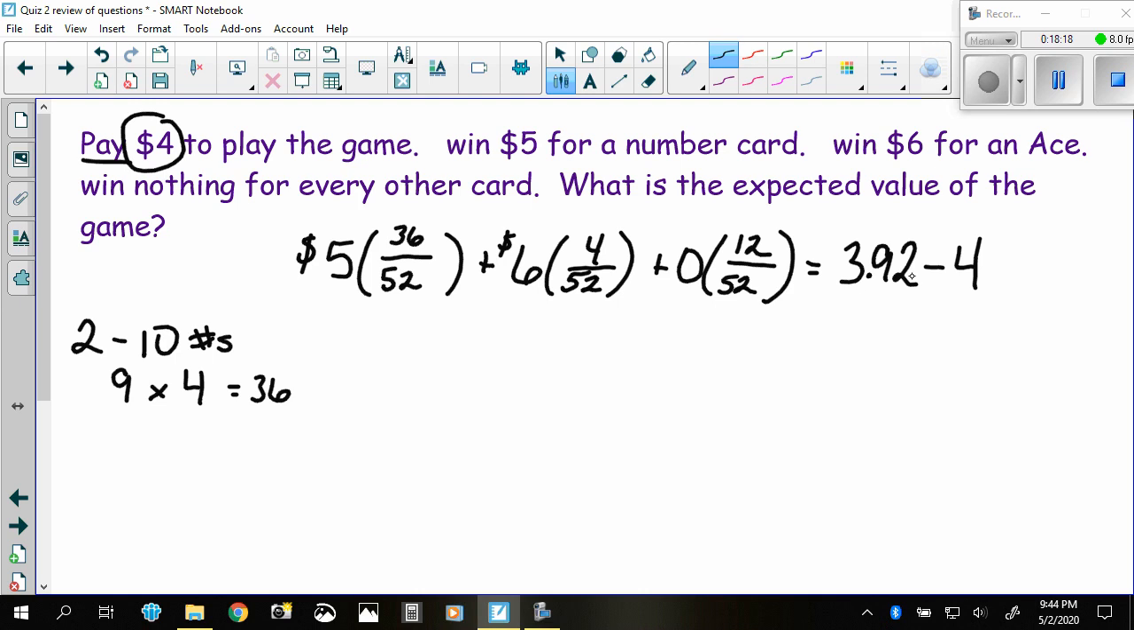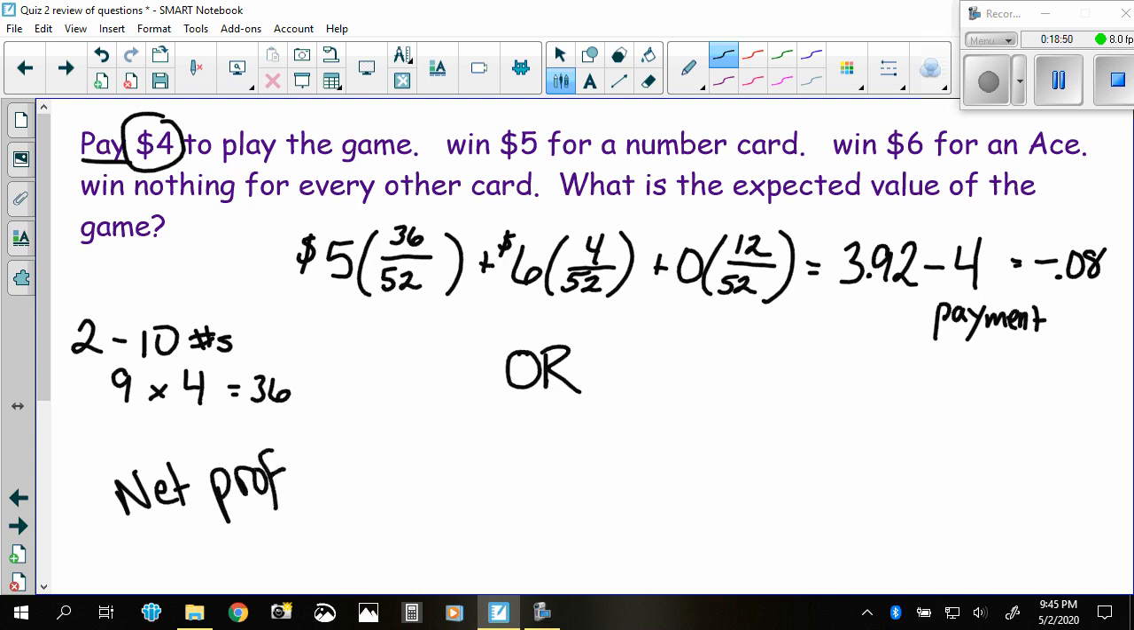So $3.92 minus the $4 payment would leave us with a net loss of negative 0.08. So we would lose 8 cents for this game. Now, that's one way to do this, as to look at the total winnings before you subtract out your payment. The other way you could do this is you would go ahead and subtract the payment, and it's called net profit.